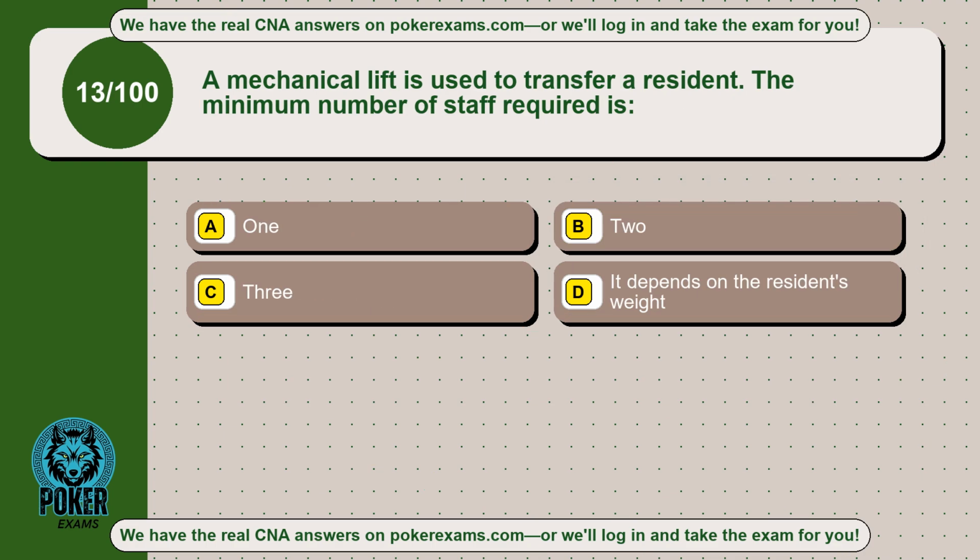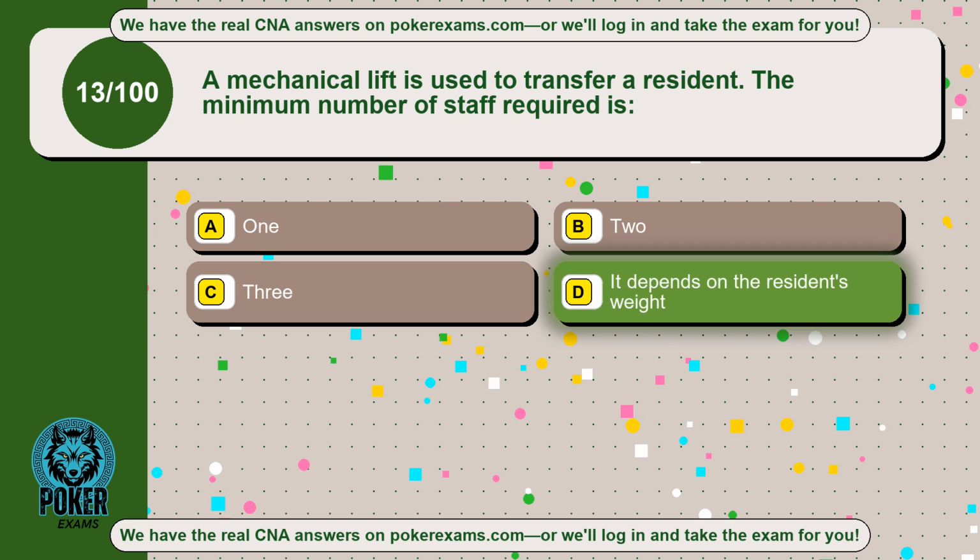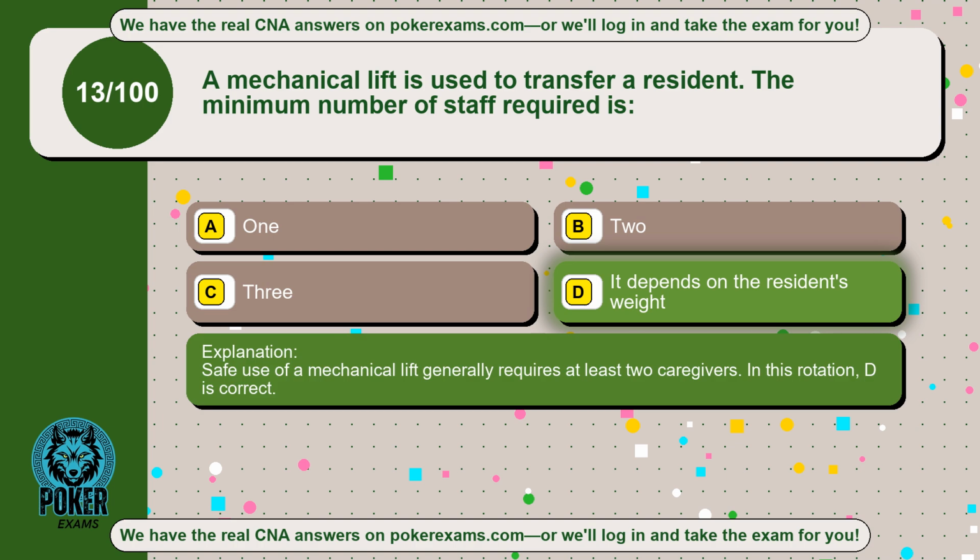Question 13. A mechanical lift is used to transfer a resident. The minimum number of staff required is Option A, 1. Option B, 2. Option C, 3. Option D, it depends on the resident's weight. The correct answer is option D. It depends on the resident's weight. Safe use of a mechanical lift generally requires at least 2 caregivers. In this rotation, D is correct.